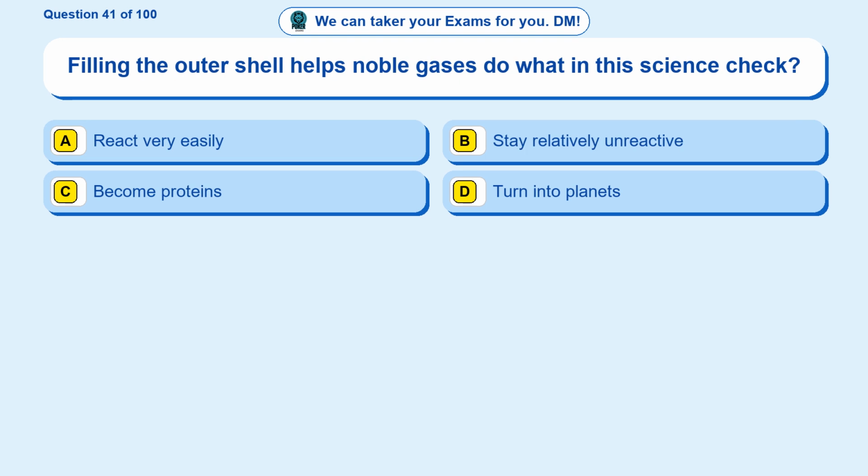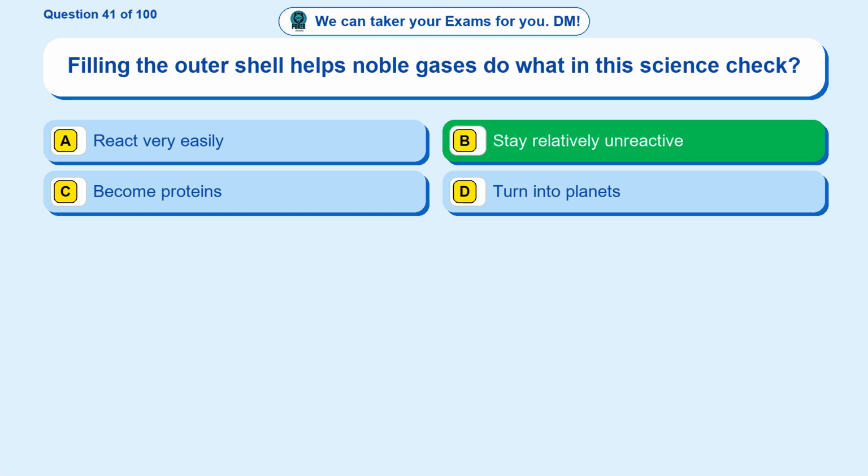Question 41. Filling the outer shell helps noble gases do what in this science check? Option A, react very easily. Option B, stay relatively unreactive. Option C, become proteins. Option D, turn into planets. The correct answer is option B, stay relatively unreactive.